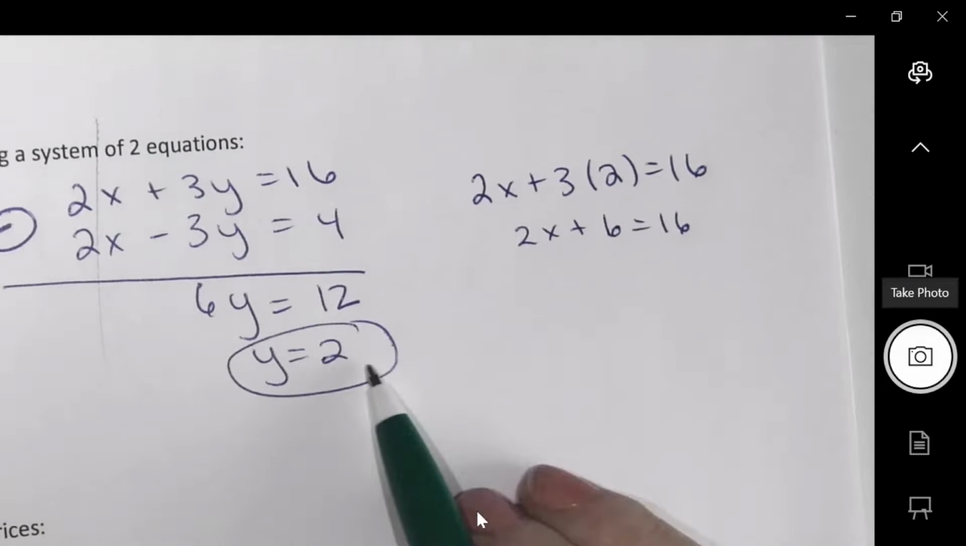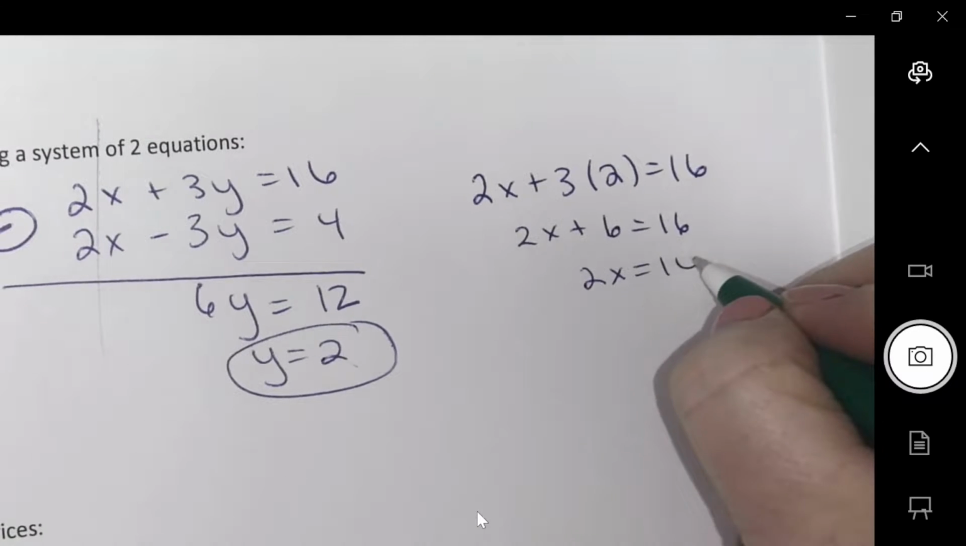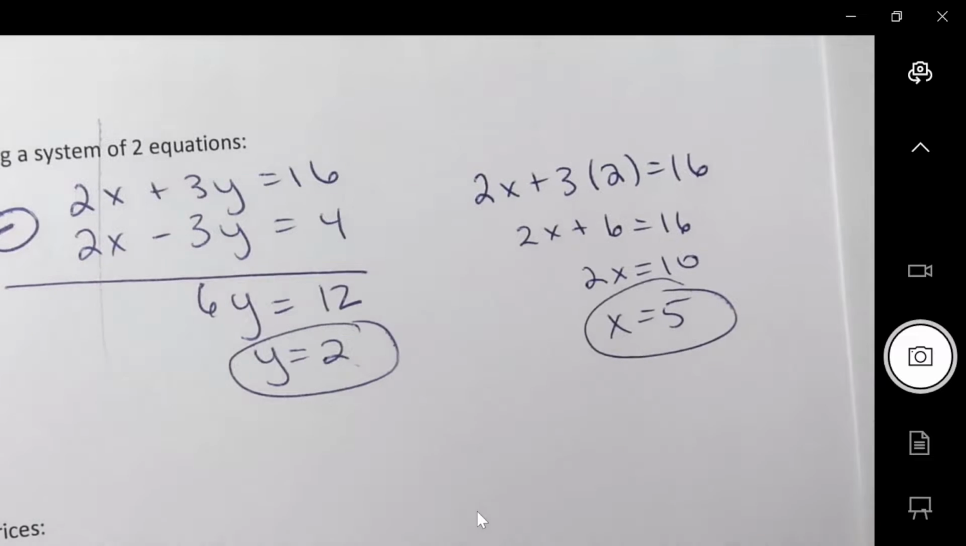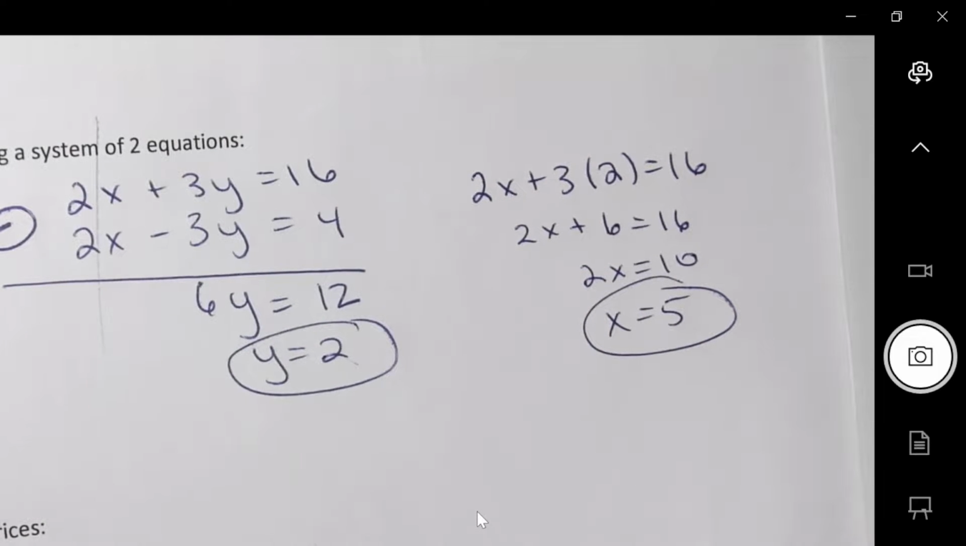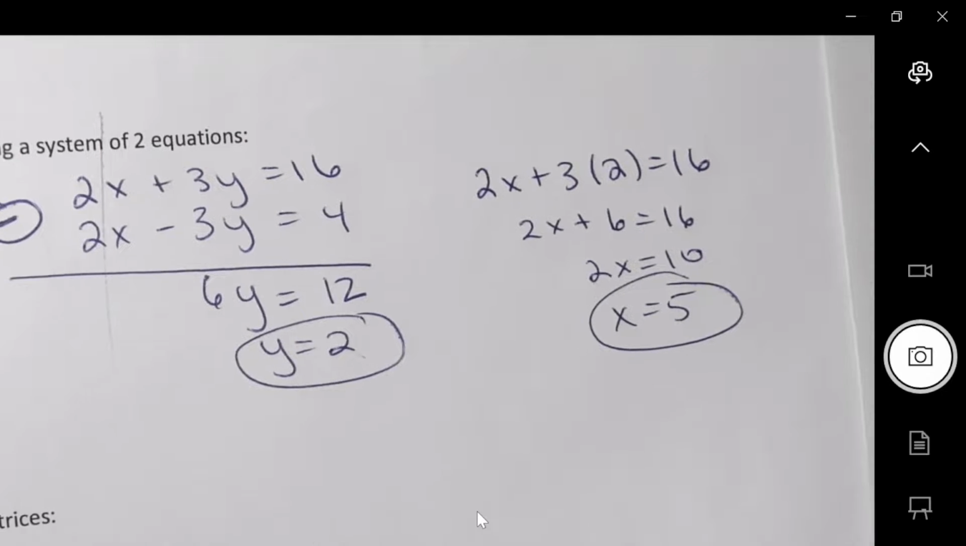Okay, so I've got that, plugged it in, solving, I get 2x equals 10, so x equals 5. Okay, does that make sense? Remember that from grade 10? Kind of ring a bell? So we're going to do that idea, but with matrices.